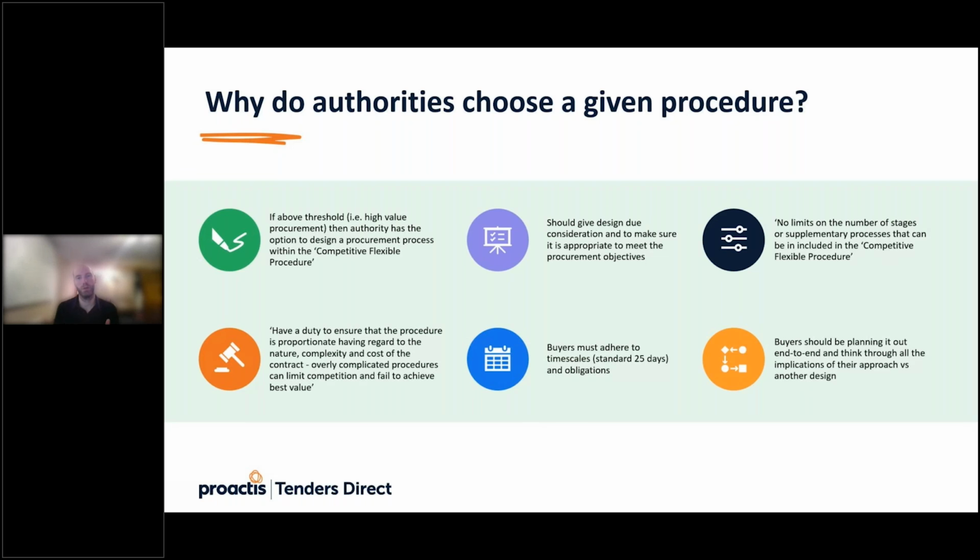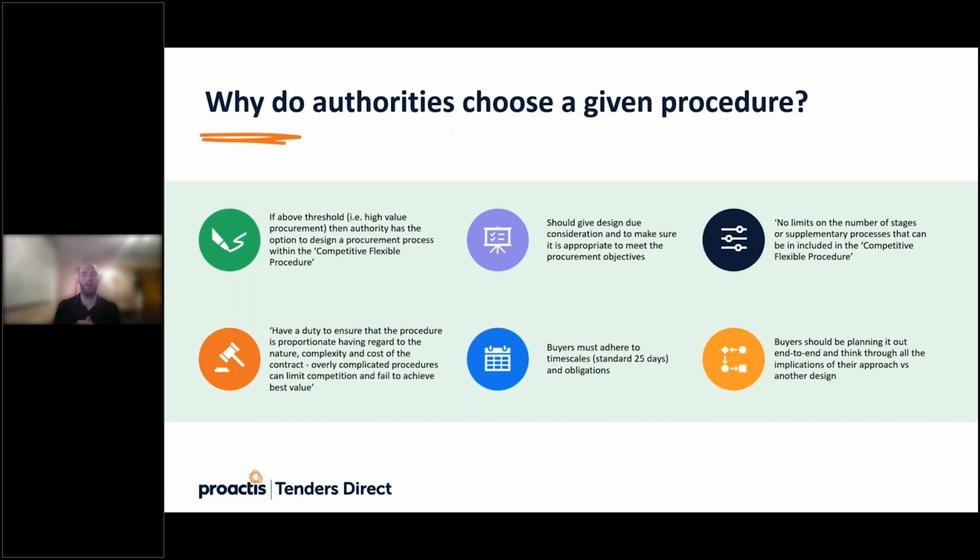So there's no limit. I've talked about already, they have a duty to ensure the procedure is proportionate, having regard to the nature, complexity, and cost of the contract. Overly complicated procedures can limit competition and fail to achieve best value. So what the authority should be thinking about is having just the amount of complexity that's needed to achieve their best outcomes. They shouldn't be building any complexity, any complications in terms of stages, anything like that, that they can't really make a good case for, saying, I'm building this extra stage in because the value of the procurement will likely be higher to offset the addition of the complication. Okay, so in a very simple way, it should only be as complicated as it needs to be.